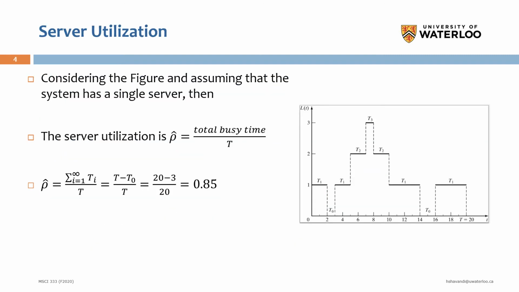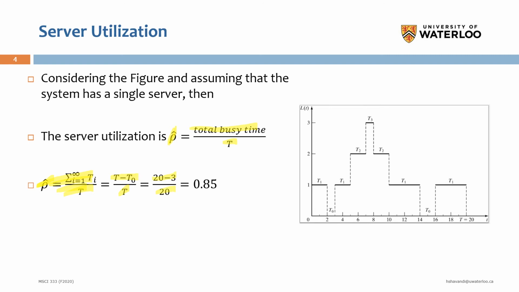So what's the server utilization? If we assume that we have just one server, a single server, then rho hat, an estimation for server utilization, will be the total busy time for the server divided by T. Or we can say T minus T0, where T0 is the time that we have no one in the system, so the server is idle. So T minus T0 will be the busy time for the server. Again, if we divide this by T, that will be the server utilization rate.